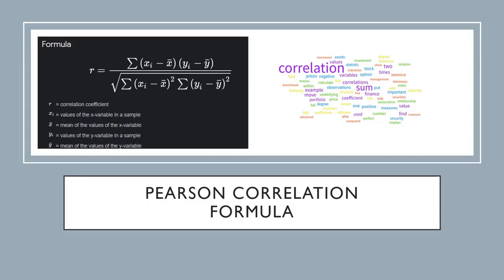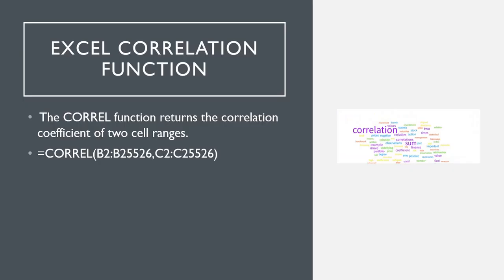Here is the formula for the Pearson correlation coefficient, where R is the correlation coefficient, X sub i is the values of the X variable in the sample, X bar is the mean of the values of the X variable, Y sub i the values of the Y variable in a sample, and Y bar is the mean of the values of the Y variable.